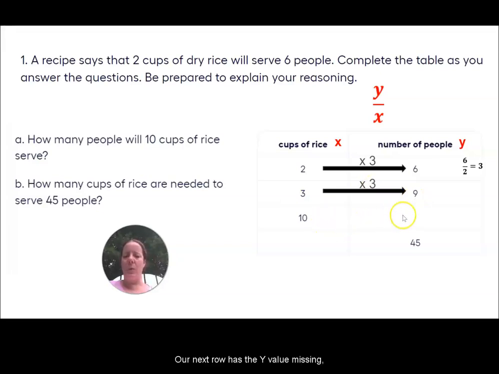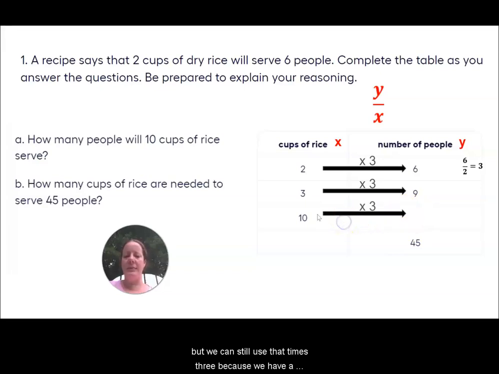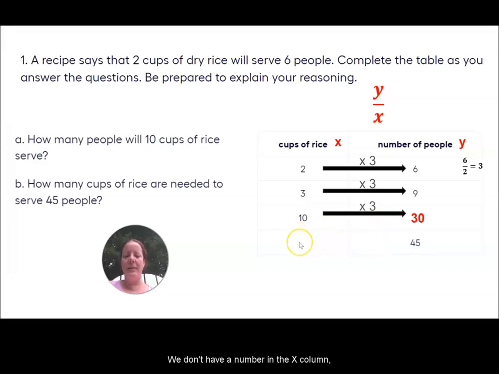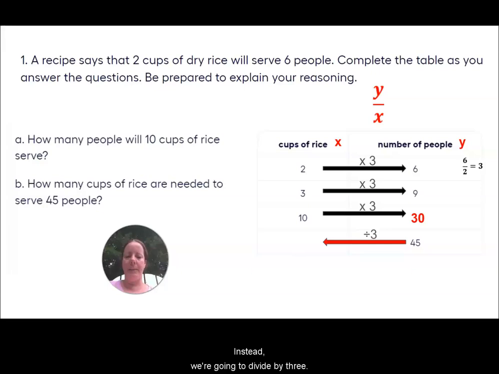Our next row has the y value missing, but we can still use that times 3 because we have a number in the x column. 10 times 3 is 30. Here's the tricky one. We don't have a number in the x column, so we're going to have to go backwards, which means we can't multiply by 3. Instead, we're going to divide by 3. So 45 divided by 3 is 15. So 15 cups of rice will serve 45 people.